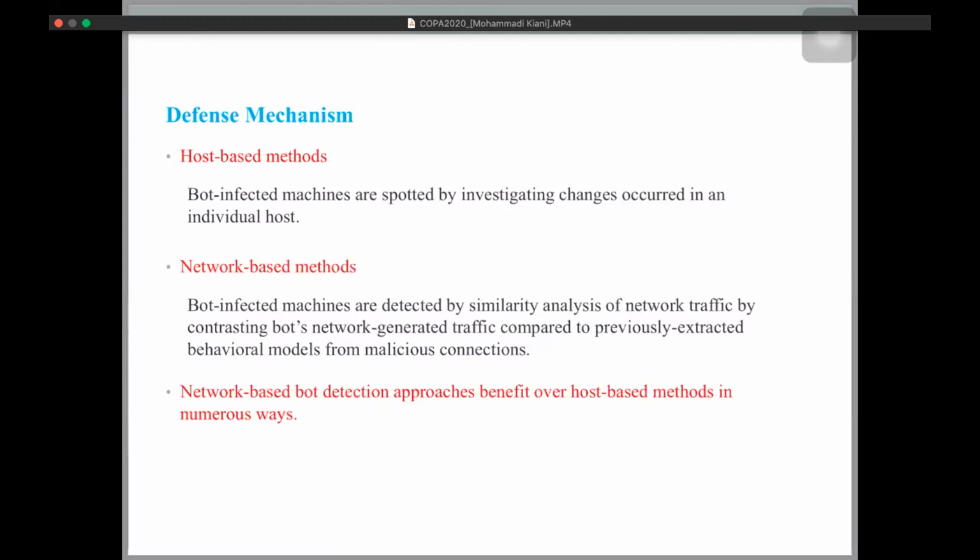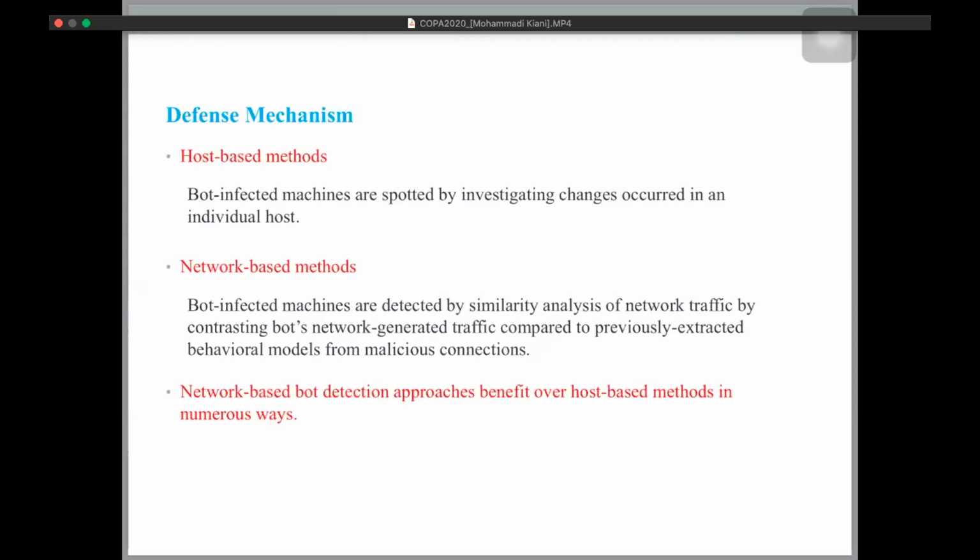Network-based bot detection approaches benefit over host-based methods in many ways. For example, this approach is scalable, where it is possible to inspect a large number of hosts without the need for any endpoint software installation. My work is of the second category, in which by capturing network-level activities of certain bot families, extracting related statistical characteristics, and using a clustering technique, models of their network communication are developed, and these models are then used in an intrusion detection system for botnet detection.